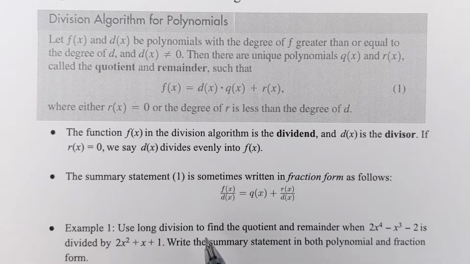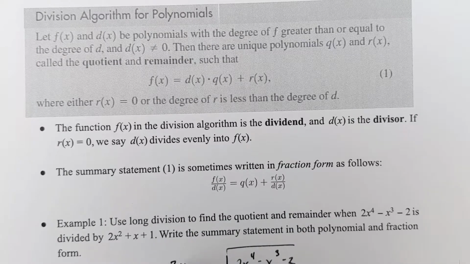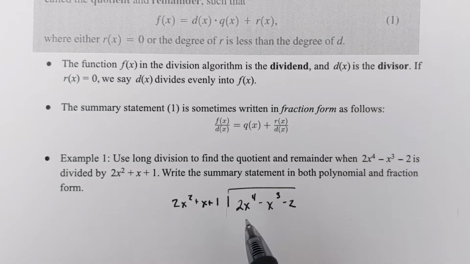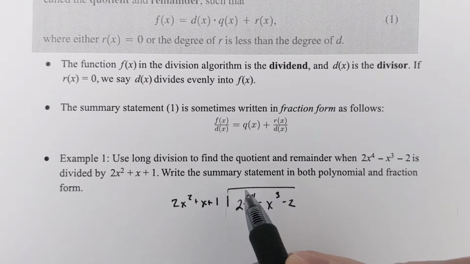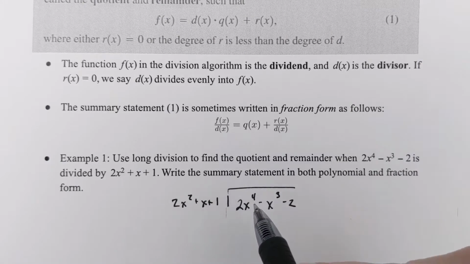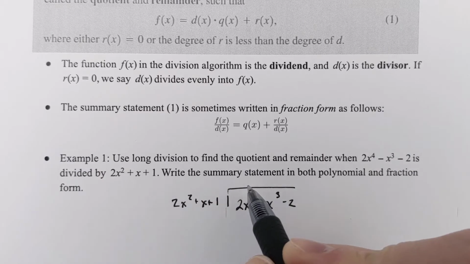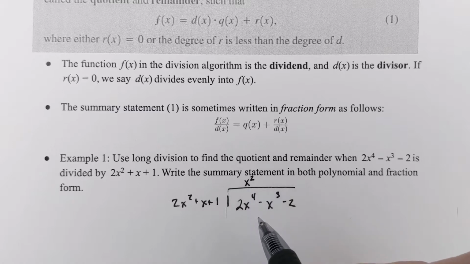So example 1, use long division to find the quotient and remainder when 2x to the fourth minus x cubed minus 2 is divided by this. So 2x to the fourth minus x cubed minus 2 is being divided by 2x squared plus 2x plus 1. To do long division, the term that goes here is what I need to multiply 2x squared by to get 2x to the fourth. Or the other way to think about it, lead term divided by lead term. That's going to be x squared.